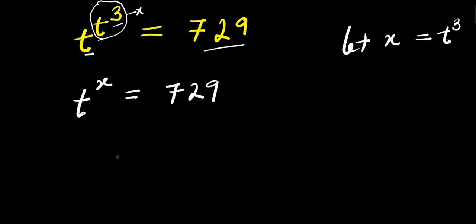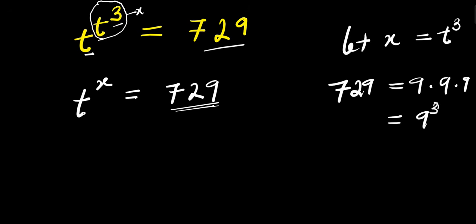So next step will be for us to express this in exponential form. 7 to 9 is the same as 9 times 9 times 9. This is 9 power 3. So we have t power x equals 9 power 3.